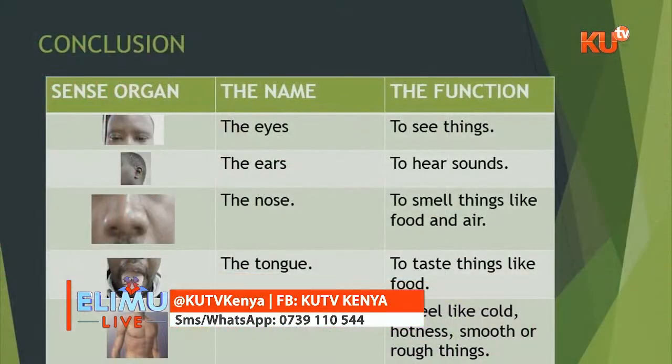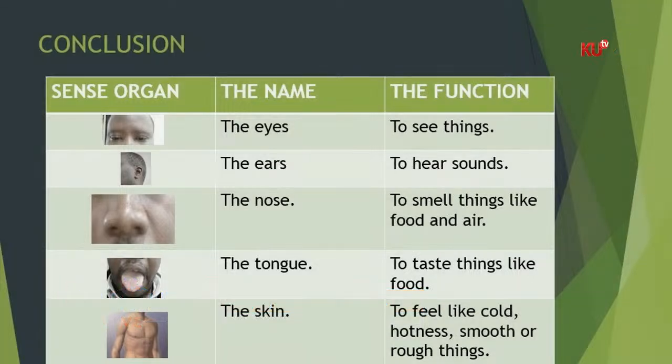Let's go to the next slide to finalize in our conclusion. We see each of them. We have the sense organ, the first one. We have the eyes, and we said the function is to see things. Number 2, we have the ears, whose function is to hear sounds. Number 3, we have the nose, whose function is to smell things like food and air around us. Number 4, we have the tongue, whose function is to taste things like food. And finally, the skin, whose function is to feel whether something is hot, cold, smooth, or rough.